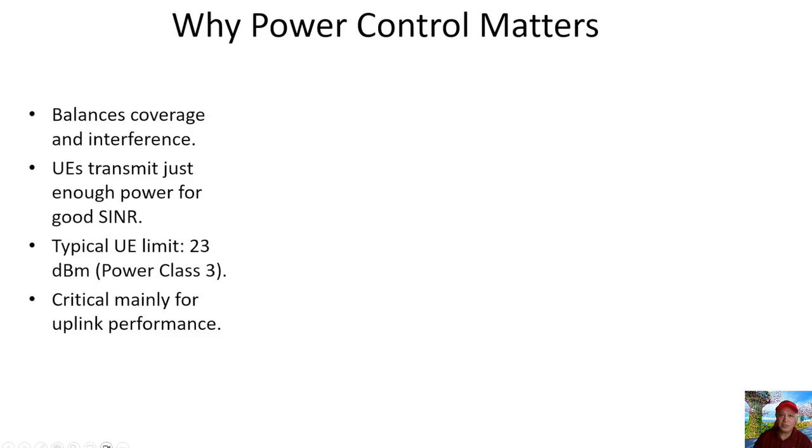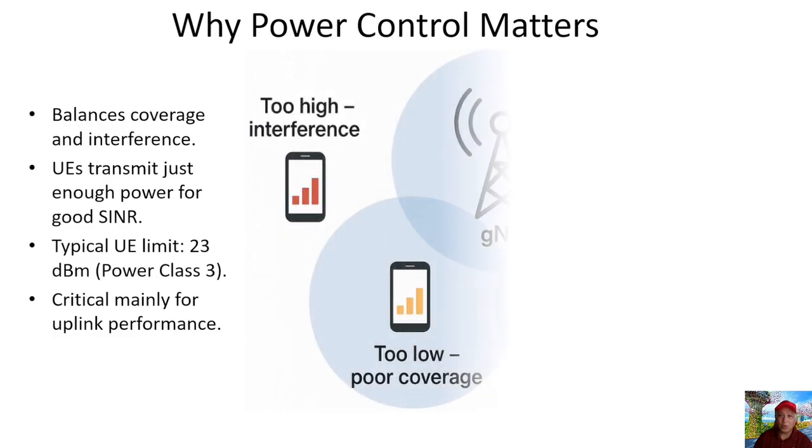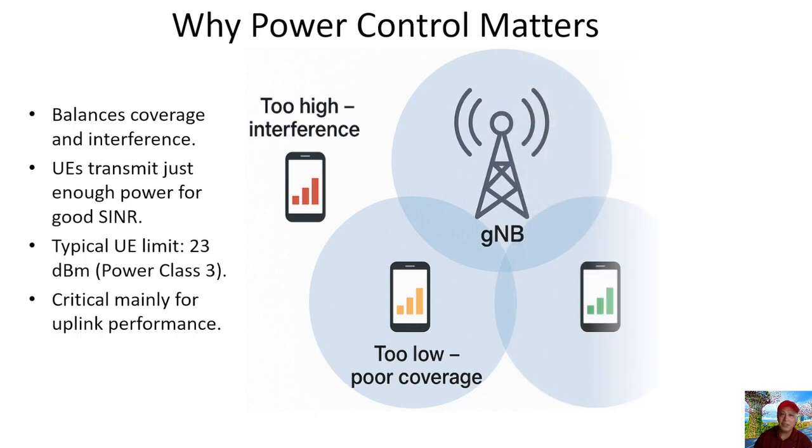In 4G and 5G systems, the uplink power control ensures that user devices transmit just enough power to maintain a good connection, not too high to cause interference, and not too low to lose signal. In 5G New Radio, power control operates separately for uplink and downlink, but the uplink side is more critical since UEs have limited transmit power, typically up to 23 dBm for power class 3 devices.